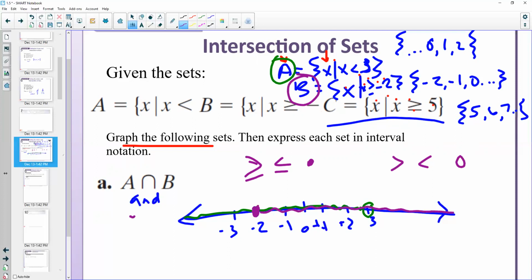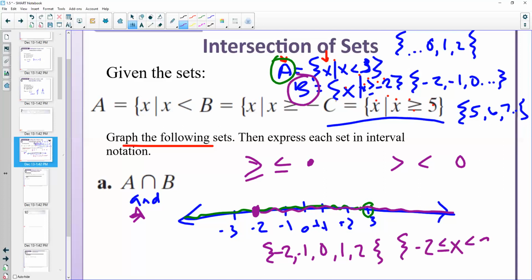What I want in this case is the overlap. So my set for the overlap is from -2, -1, 0, 1, 2. That's it. That's it in set notation. I could also write it as -2 less than or equal to x less than 3. Either way, you're not always going to be able to do it this way because sometimes there's too much stuff.